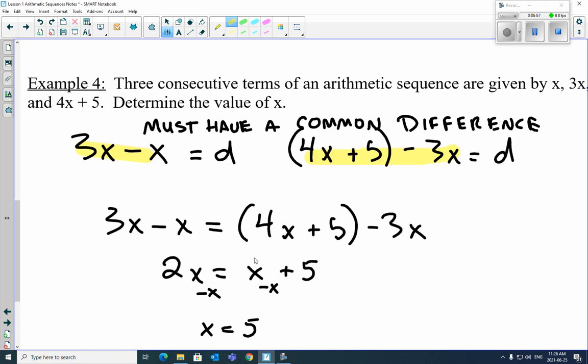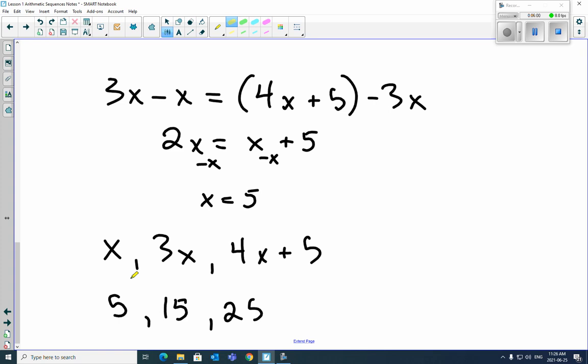So then what we can do is we can actually find the terms, right? The first term is x, which is 5. The next one is 3 times 5. And the third one is 4x, 4 times 5, and then plus 5 again, so 25, right? So you can use that.